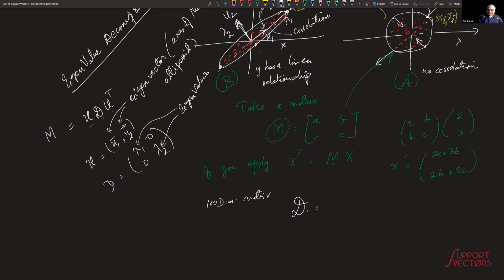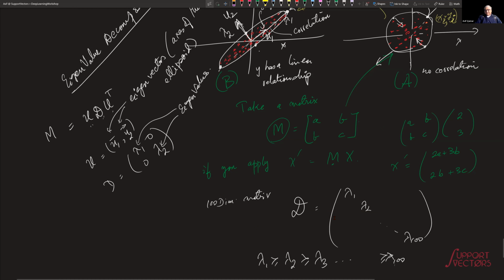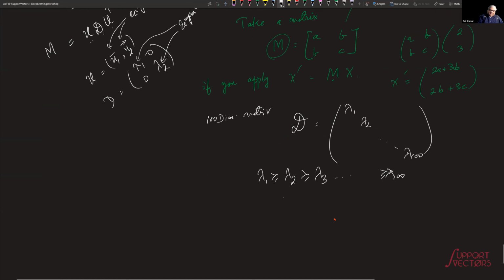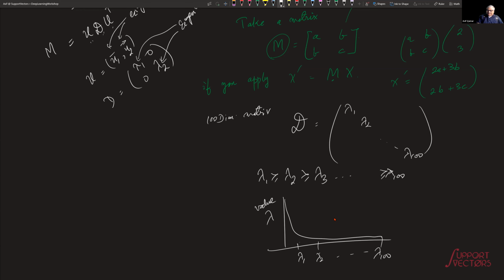When you look at the diagonal matrix, you'll realize that you will have lambda1, lambda2, ... lambda100, isn't it? There's a very interesting relationship: lambda1 is greater than or equal to lambda2, which is greater than or equal to lambda3, and so on down to lambda100. And not only that, you will notice that these lambda values have a very strong distribution like this.